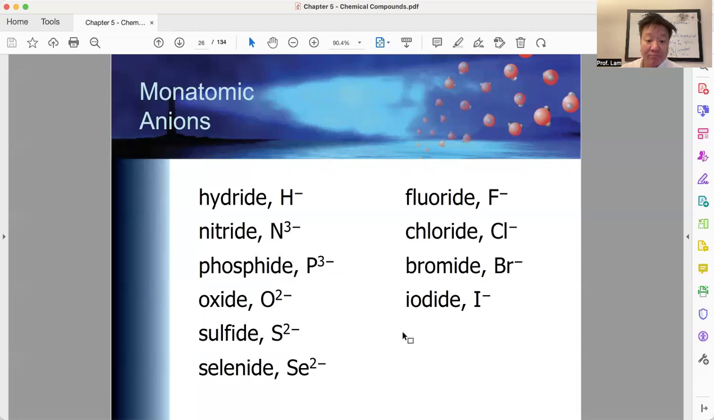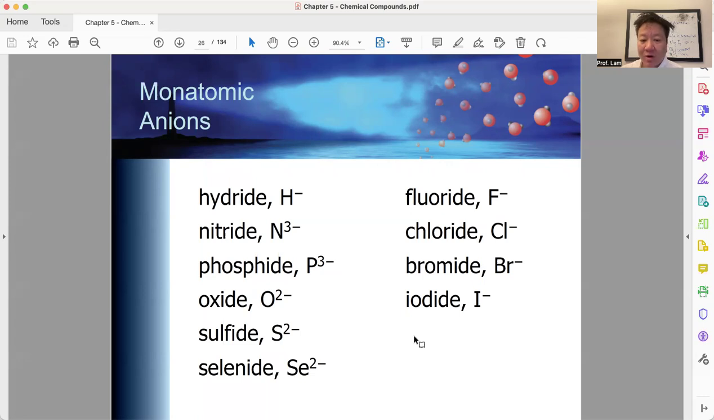Arsenic. Arsenic charge would be As3 minus, right? Because look at where arsenic is. It's in group 5A. So arsenic 3 minus would be called arsenide.